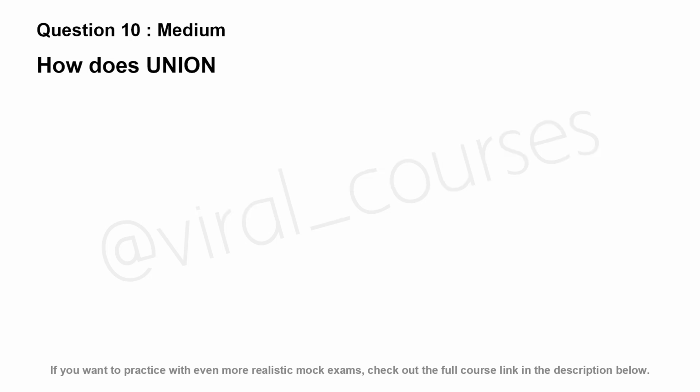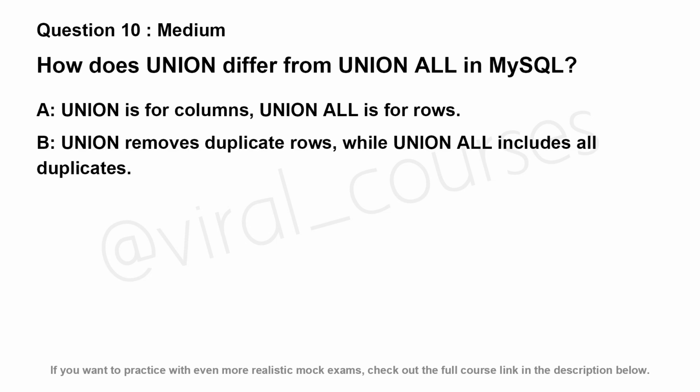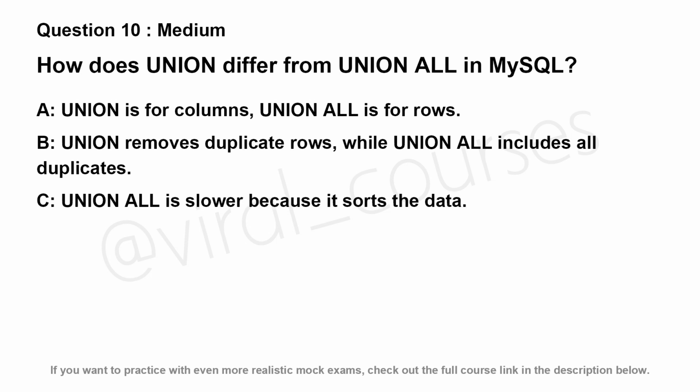How does UNION differ from UNION ALL in MySQL? Option A. UNION is for columns. UNION ALL is for rows. Option B. UNION removes duplicate rows, while UNION ALL includes all duplicates. Option C. UNION ALL is slower because it sorts the data. Option D. UNION only works on numerical data.